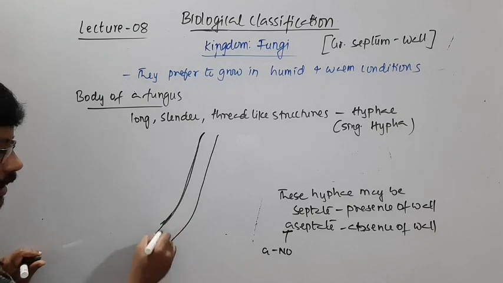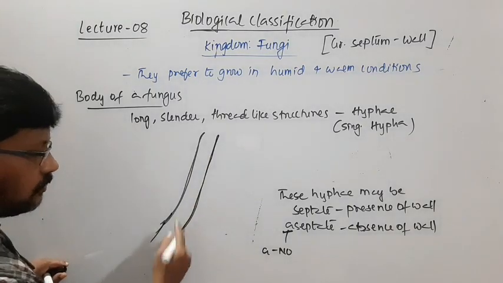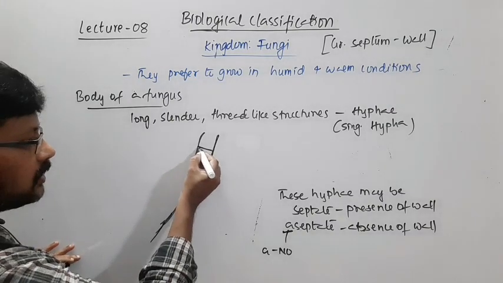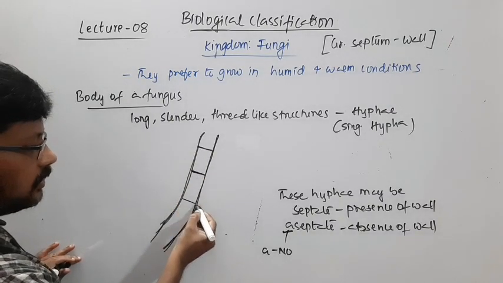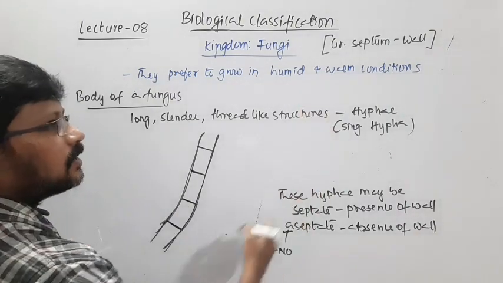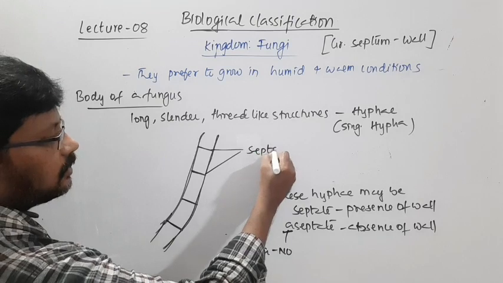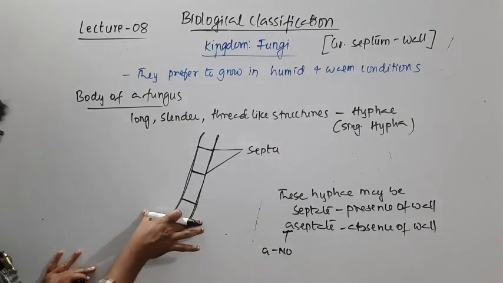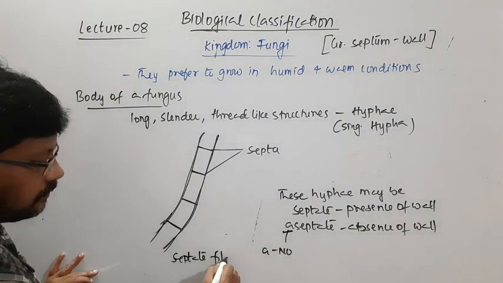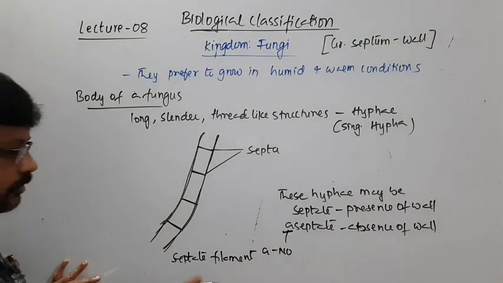Okay, so this is a filament, and these filaments may be branched or unbranched, which we'll see later. Here I have drawn an unbranched filament, and you find these transverse partitions. These transverse partitions are called septum, singular, and septa, plural. If septa are present, then this filament is called septate. So it is a septate filament, or a septate hypha, you can also call it.